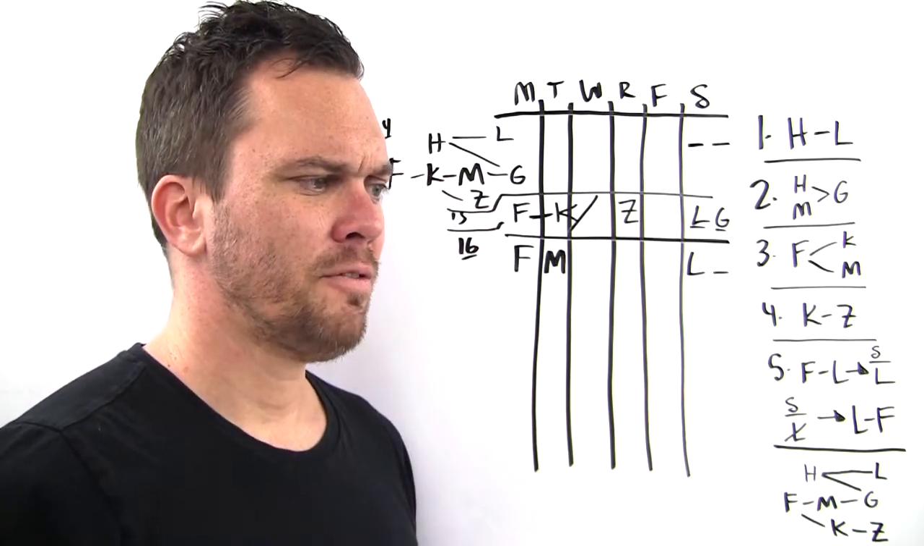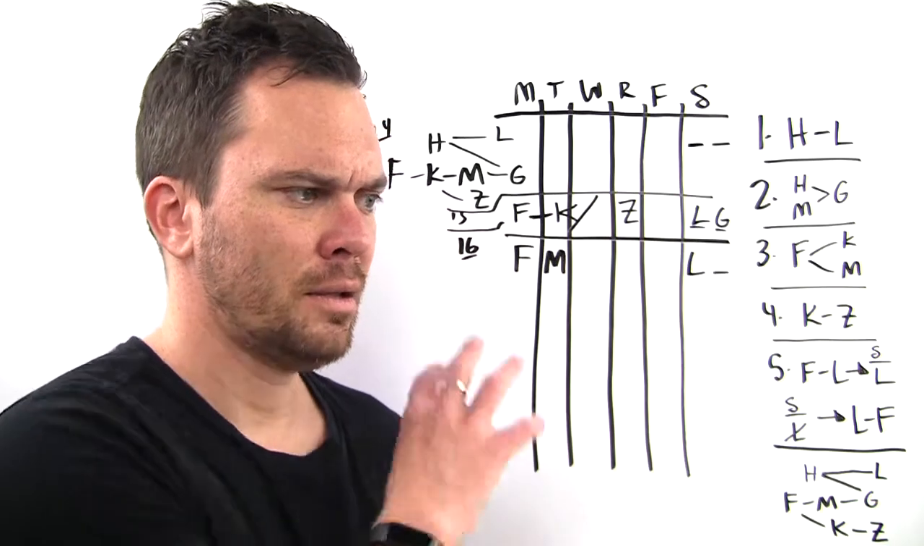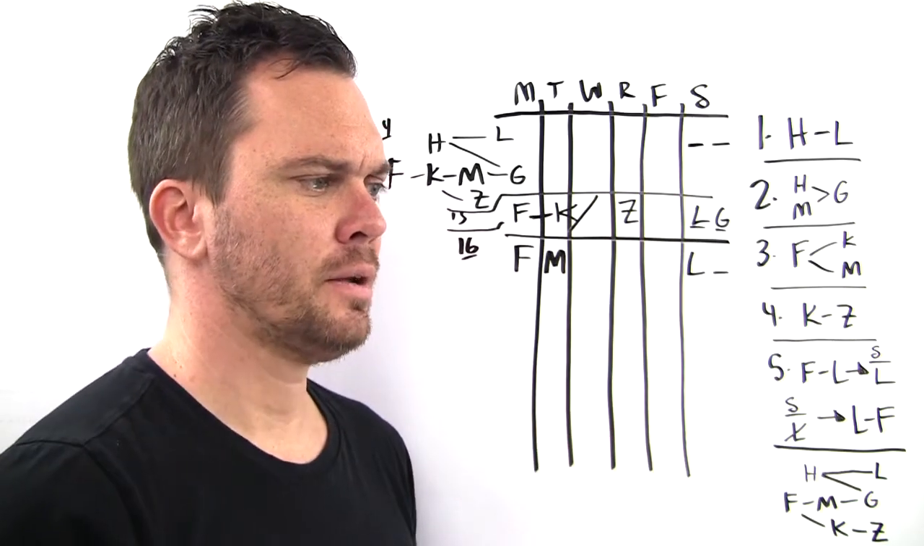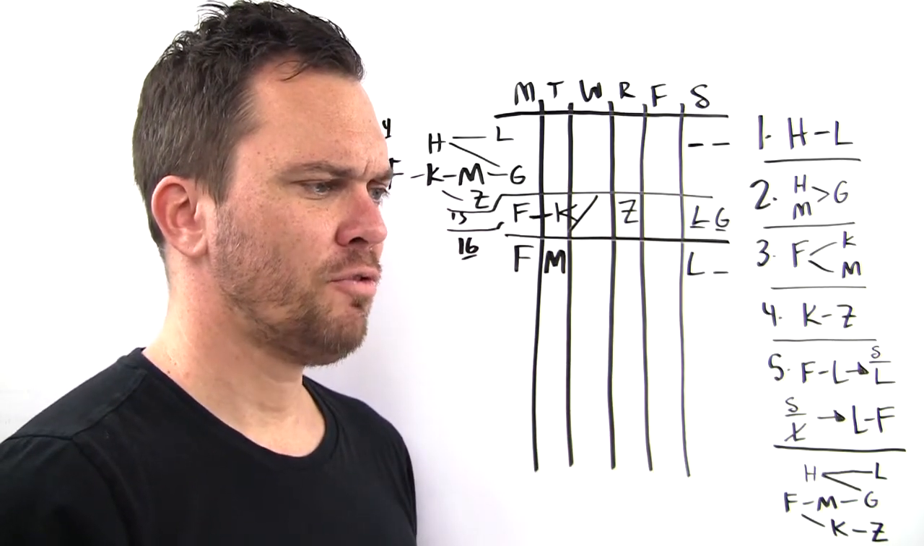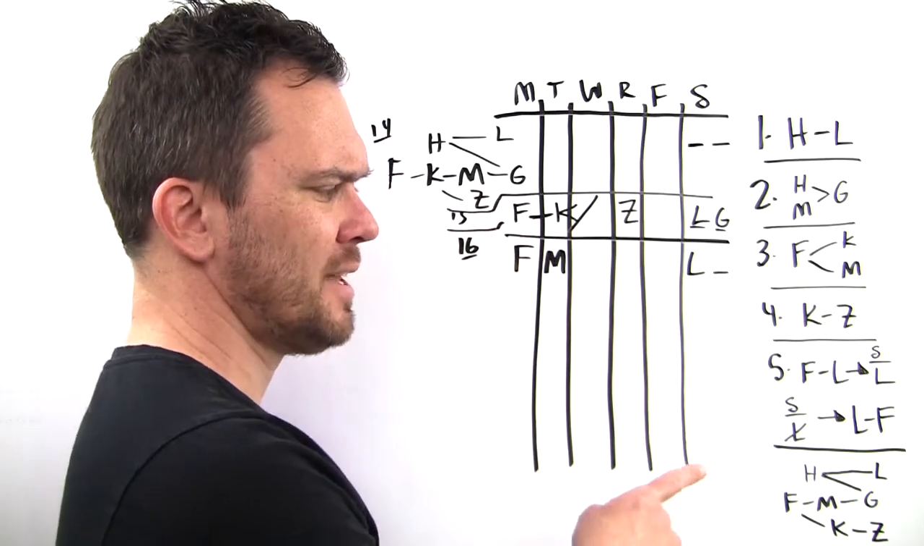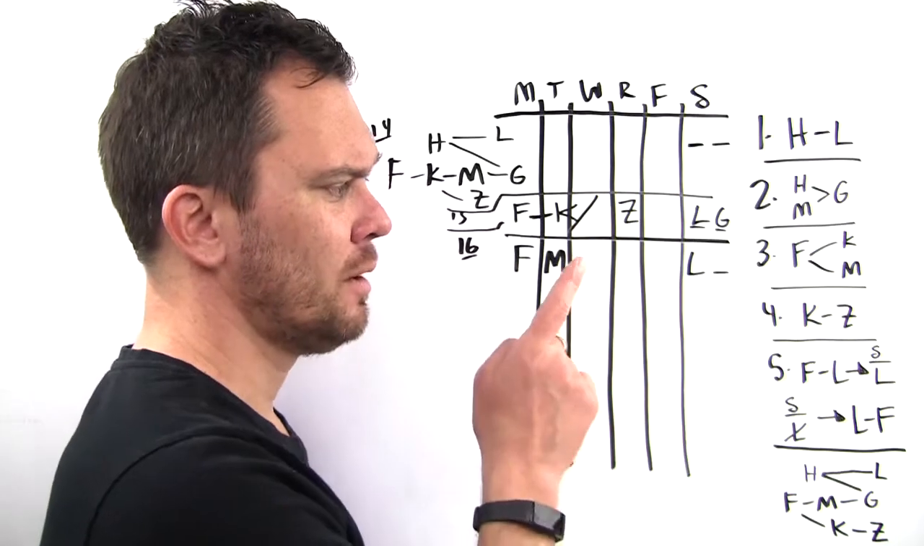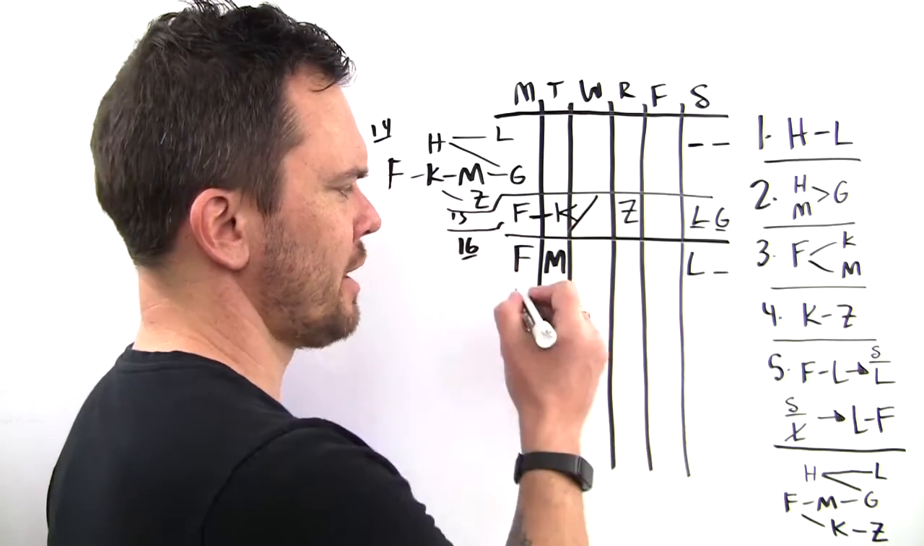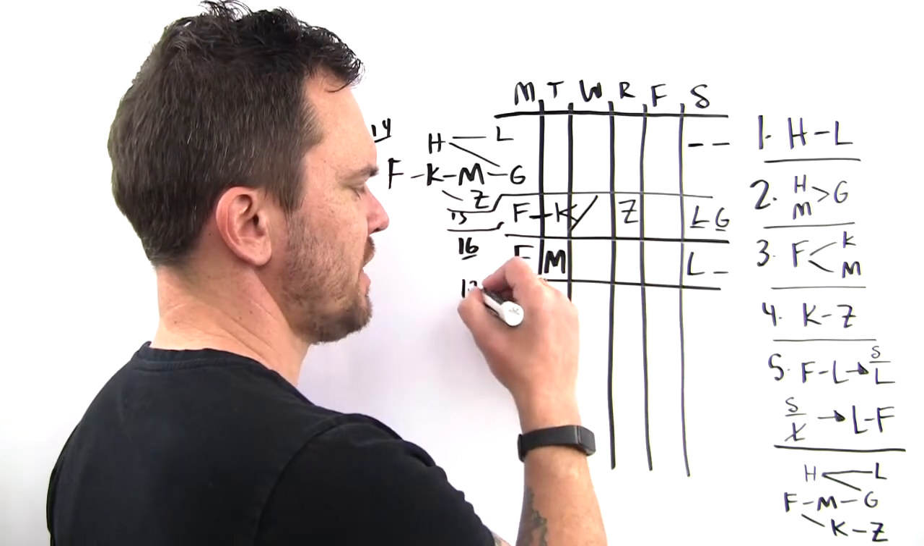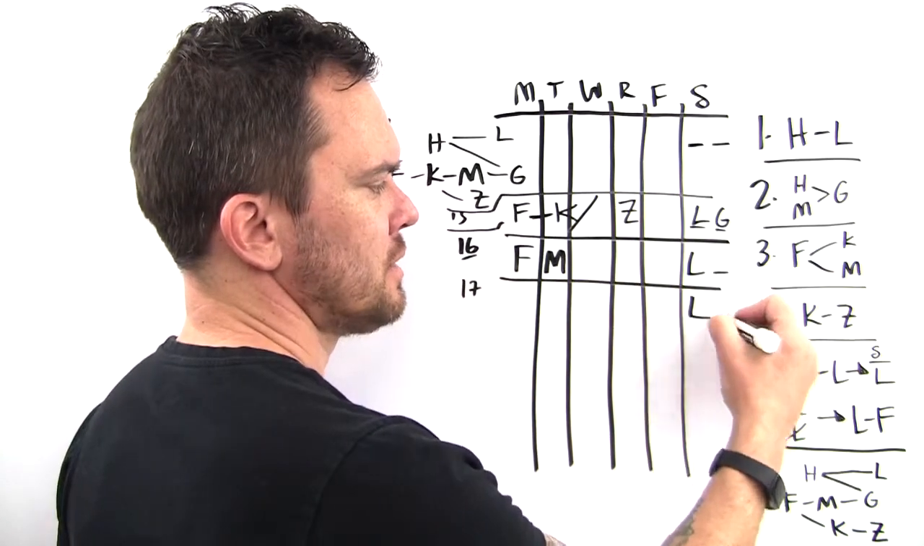17. If, back to a non-specific kind of direction, F is before H. Well, if F is before H, then F is also before L, right? And if F is before L, rule 5, L is on Saturday. So for 17, L is on Saturday.